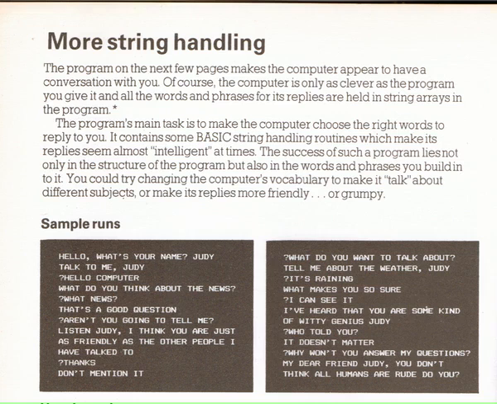You could try changing the computer's vocabulary to make it talk about different subjects, or make its replies more friendly or grumpy. So there is a list of frequently used words and phrases stored in an array, various answers, things we can talk about. The source requires some modification for the Spectrum, and it's a little bit fiddly. There's a huge number of data lines, some of which contain embedded spaces. Strings on the Spectrum require quote marks around them, so you'll see some of the fragments are a bit off in terms of the spacing. But it's an interesting enough program. It's a bit of fun, so let's give it a try.